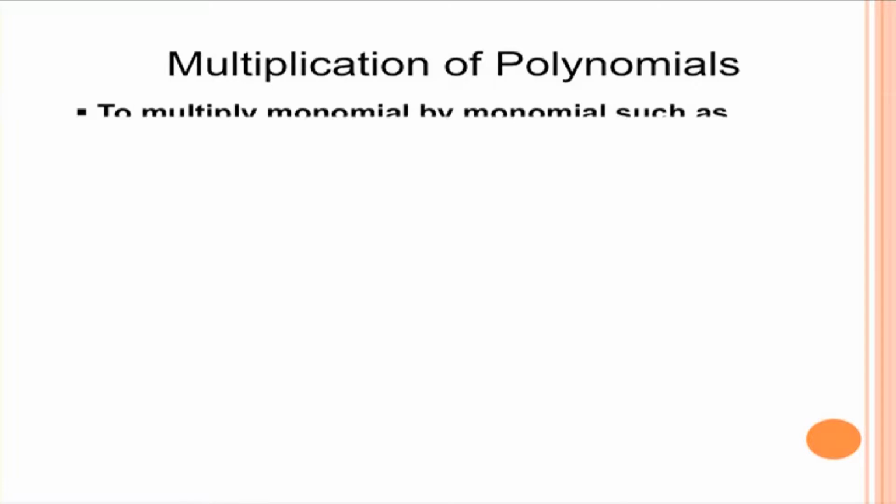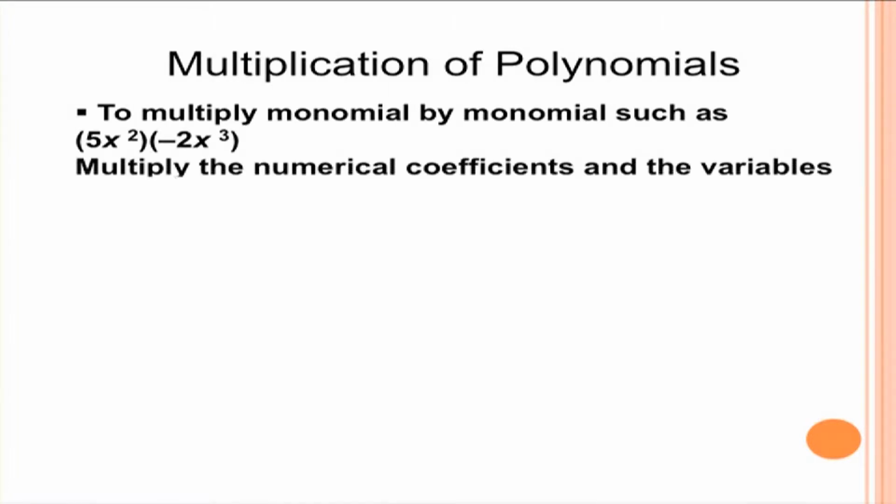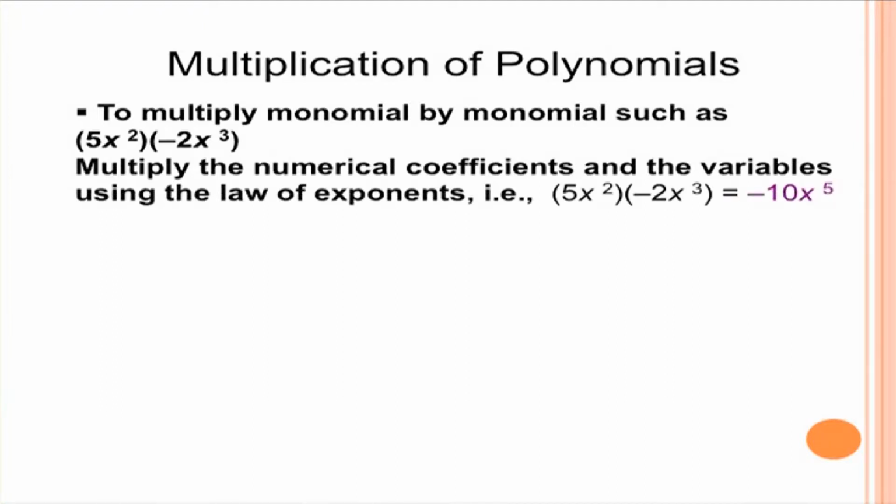To multiply a monomial by a monomial, such as 5x square and minus 2x cube, multiply the numerical coefficients and the variables using the law of exponents. That is, 5x square multiplied by minus 2x cube will give us minus 10x to the power 5.